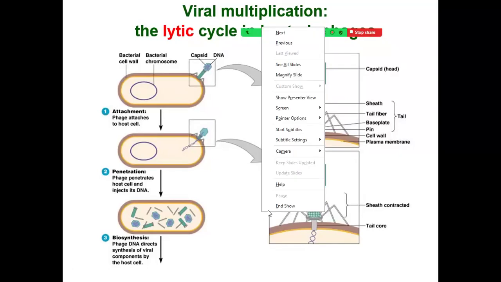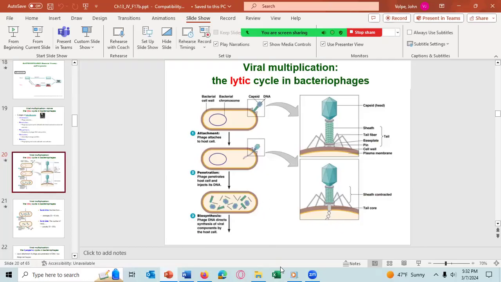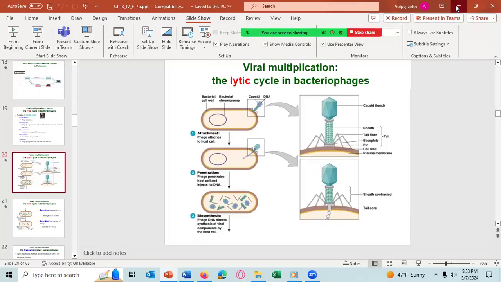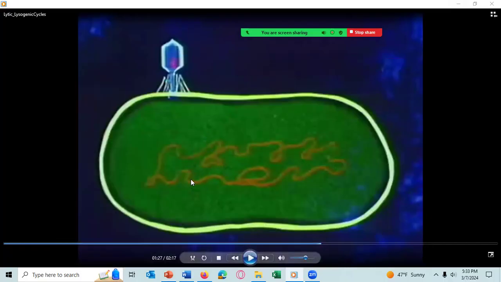And we actually saw that. Let me end this and come back to the movie. I'm not seeing the movie now. Maybe it's here. Nope. There it is. For some reason, I couldn't see that.